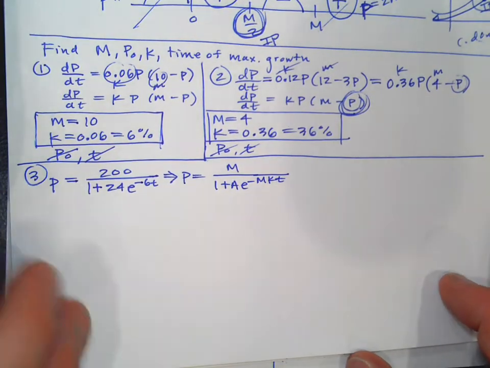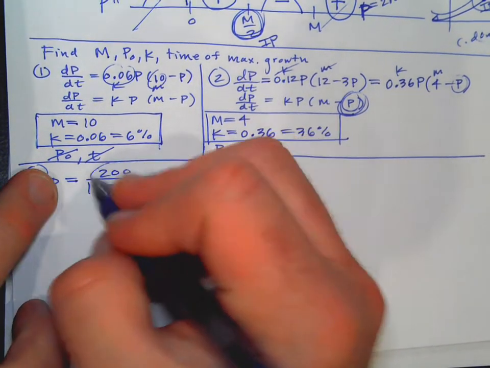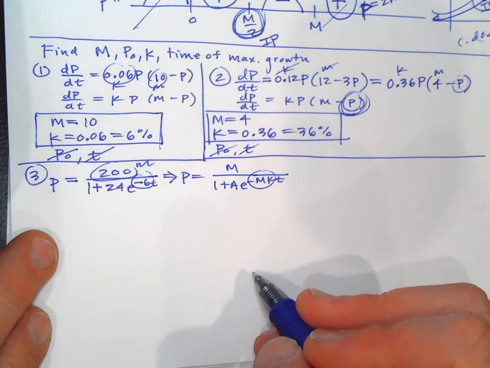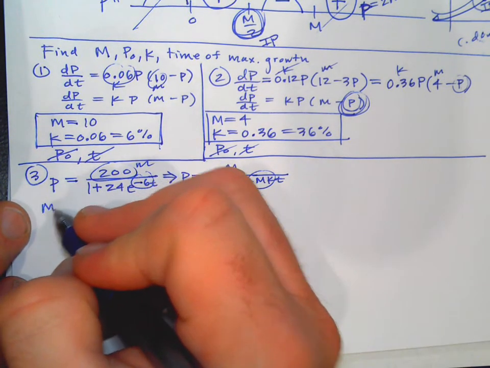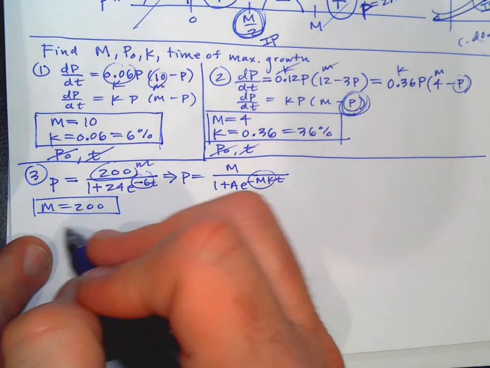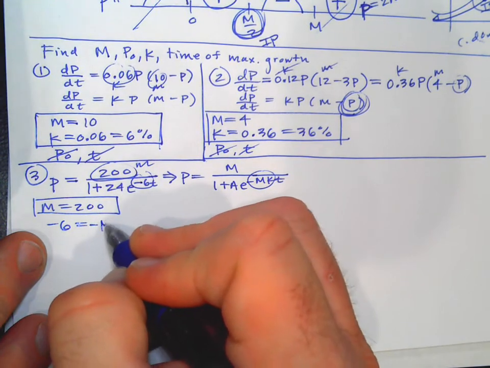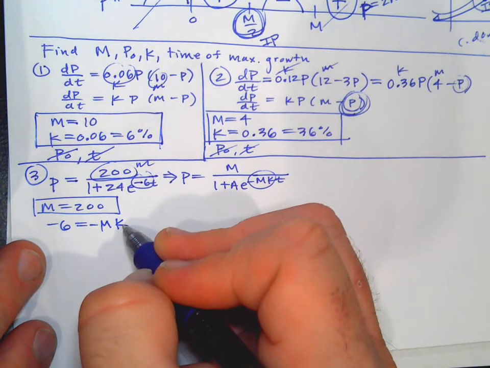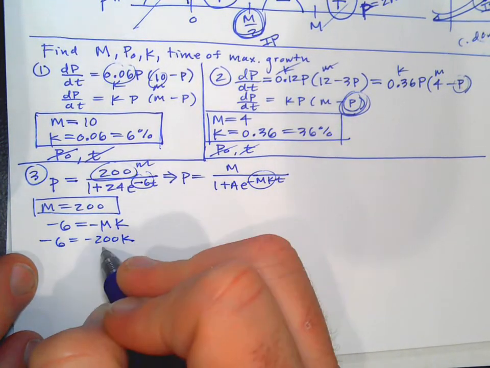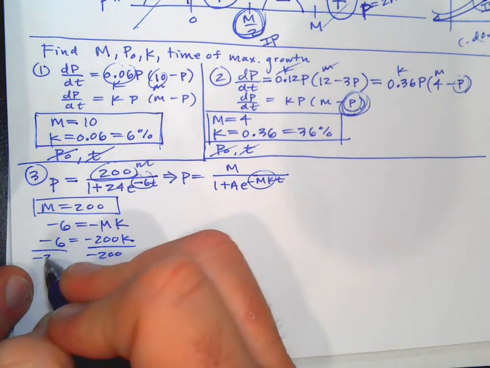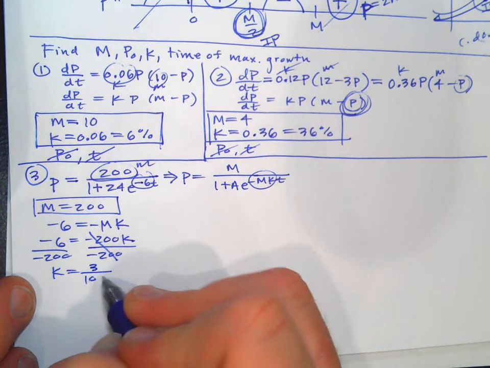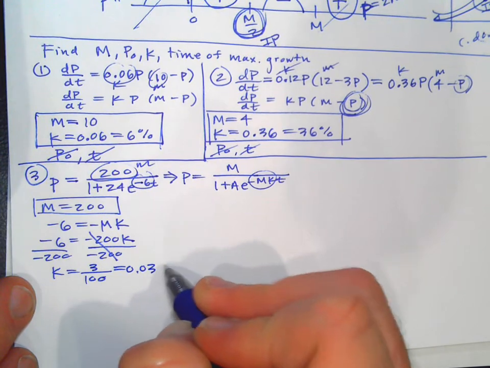Okay, so let's see what we can identify here. Here's M, right? This negative 6 right here is the negative MK. Okay, so we have M is 200 right off the bat. That's easy. Okay. We have negative 6 equals negative MK. And so now that we have M, we could solve for K, right? Negative 6 equals negative 200K. So we could divide both sides by negative 200. And K equals positive 3 over 100, or 0.03, or 3%.